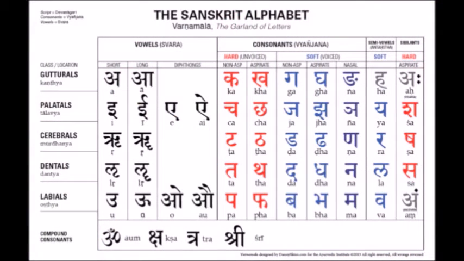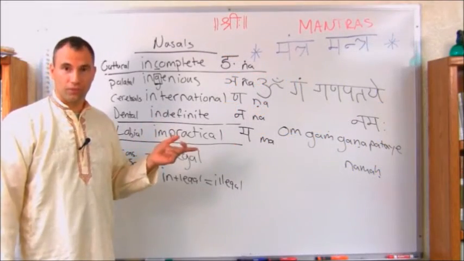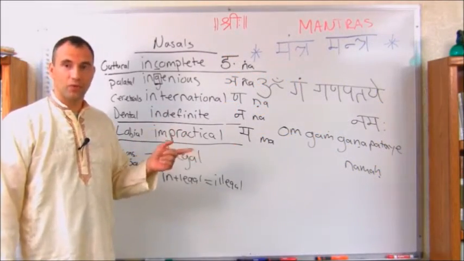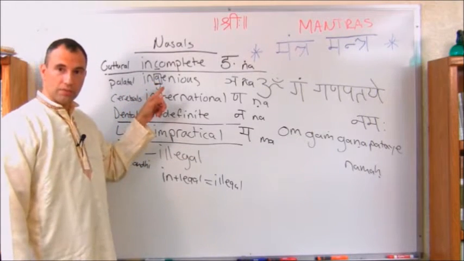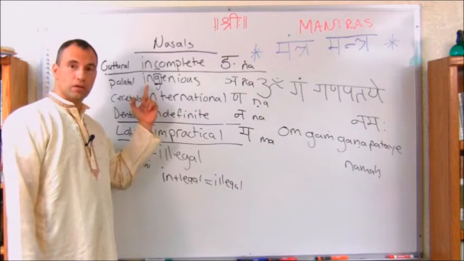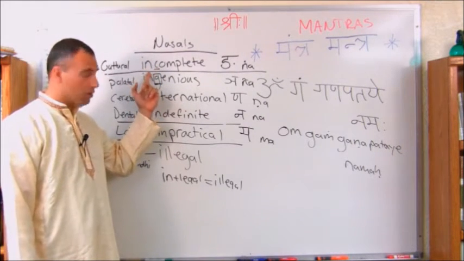So when you say ingenious, your tongue is touching the palate. Ingenious, which is different from impractical, illegal, international, indefinite, right? So when the following consonant is a palatal, the nasal will become a palatal. When it's a guttural, the nasal will become a guttural.